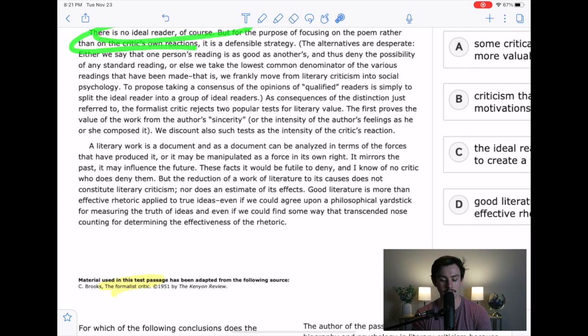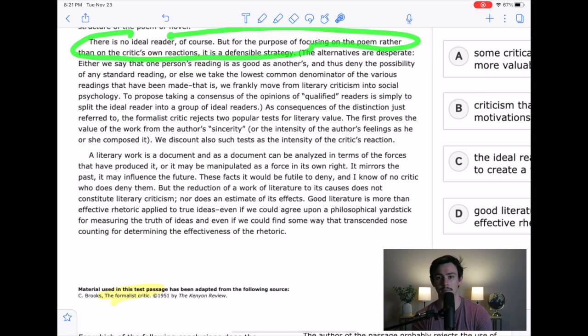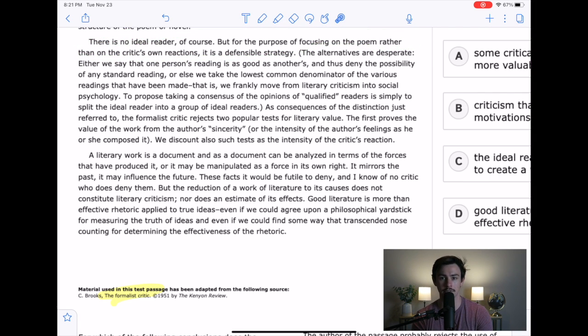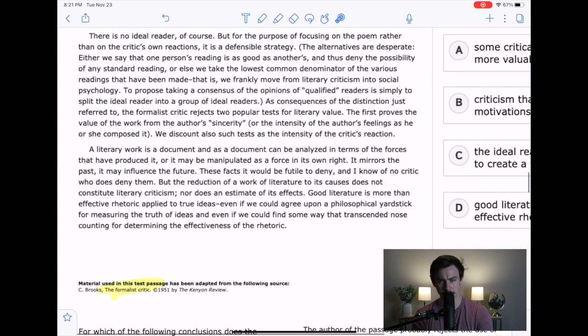So acknowledging the truth, there's no ideal reader, but for the purpose of focusing on the poem rather than the critic's own reactions, it is a defensible strategy. I've seen this passage put a spin move on a lot of my students before, this sentence right there, because they're confused. They're like, okay, well, you're telling me how important the ideal reader is, and then you tell me that there's no such thing as one. Like, is Santa real or not? Like, who's really giving me my presents?